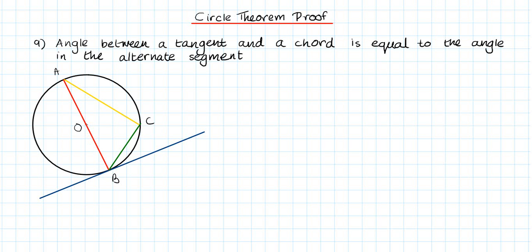What we're trying to do here is prove that this angle over here, between the tangent, the blue tangent, which is over here. Let me give another letter. I'll put a point here and let's call this point D. So we're trying to prove that the angle between the tangent and the chord is equal to the angle in the alternate segment, which is this angle over here. Okay, let's see if we can work through this and prove it.